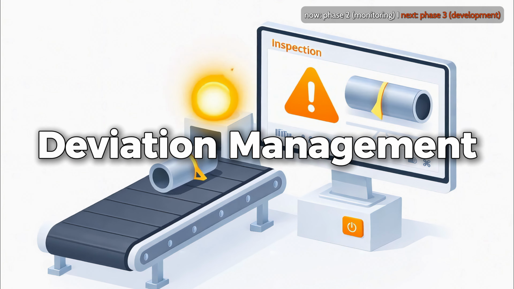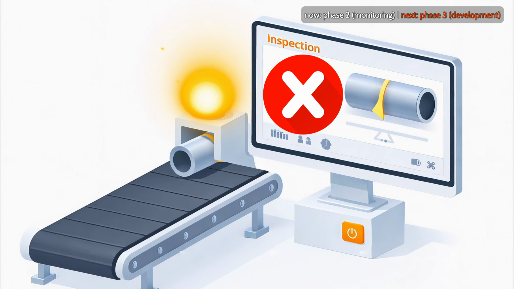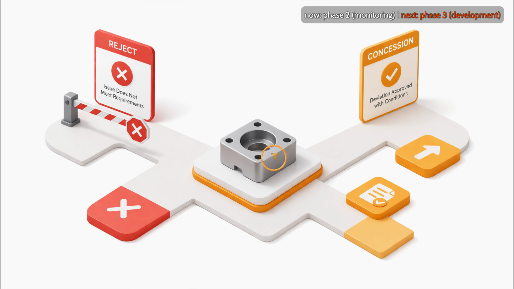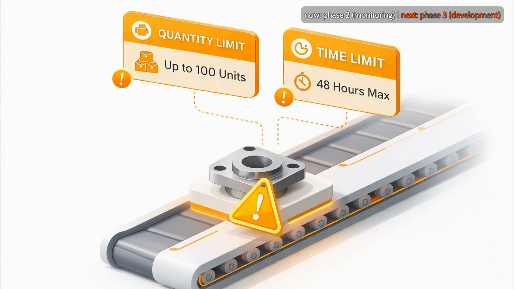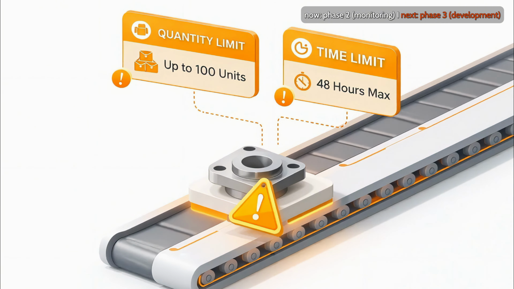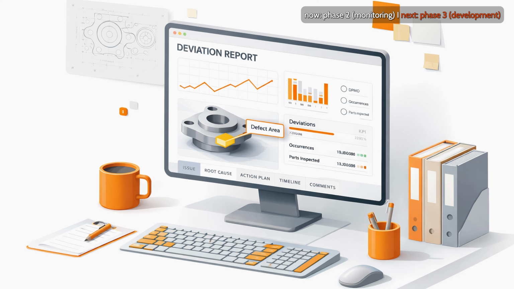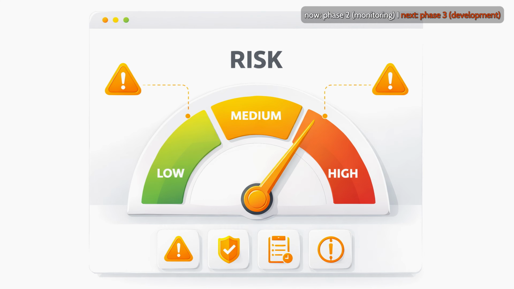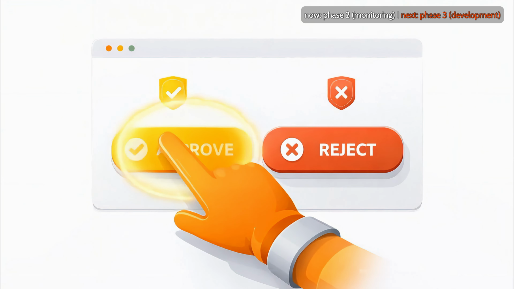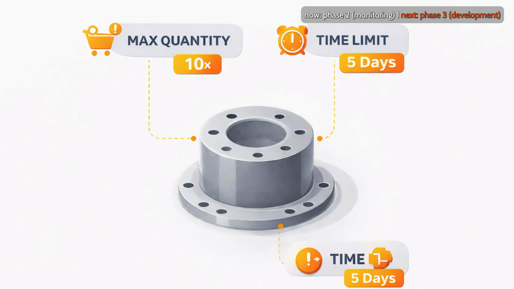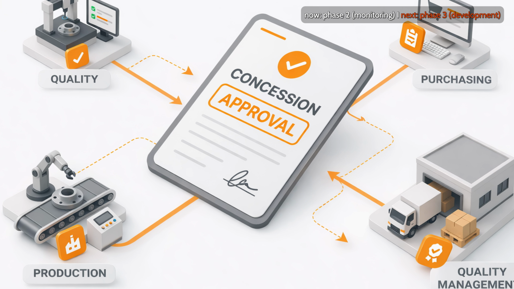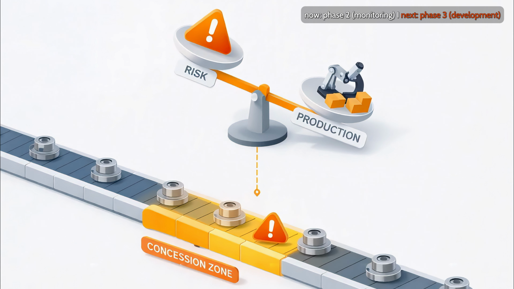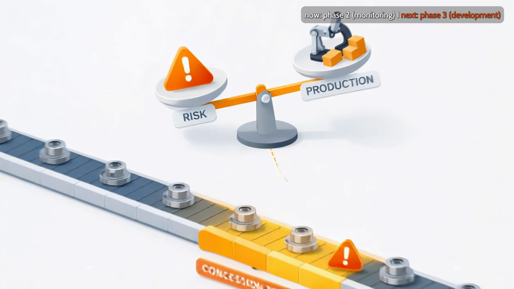Sometimes a supplier delivers parts that don't fully meet requirements. Instead of rejecting them, you may approve a concession. This is a temporary approval to use non-conforming parts under defined conditions. In practice, you review the deviation, assess the risk, and decide if the parts can be used. If approved, you define clear limits, for example, quantity or time, and you document the decision and communicate it to all relevant functions. Because a concession is not a solution, it's a controlled risk.